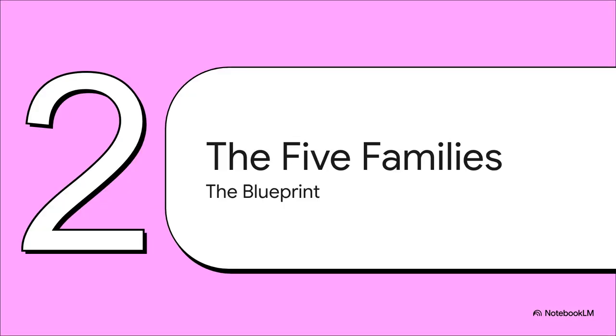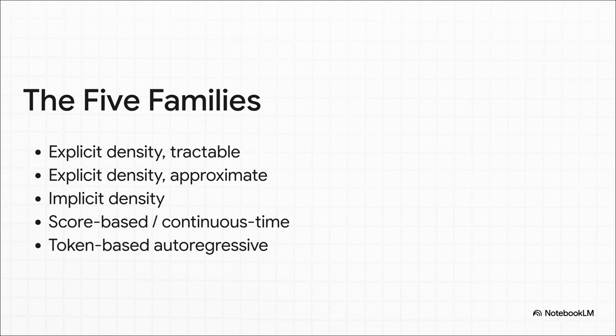Section 2. The Blueprint. 5 AI families. And listen, if you pick the wrong bucket here, you are going to be fighting the math for weeks. And this brilliantly illustrates how the industry has essentially settled on a master blueprint to deal with this. There are 5 surviving families of compromises.